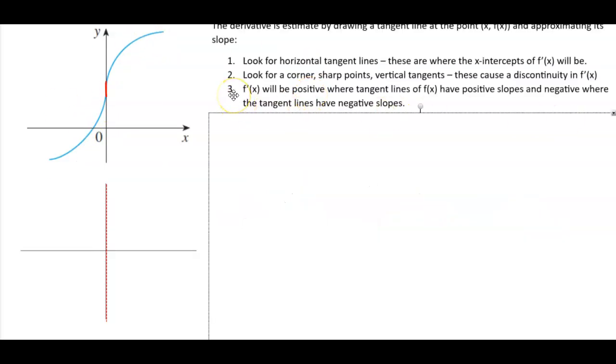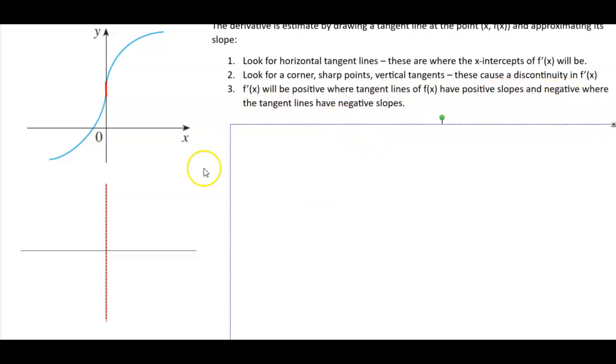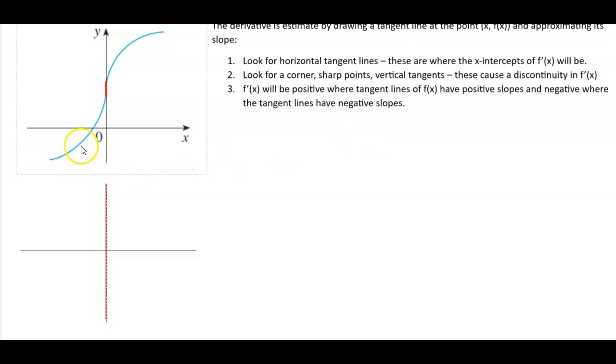If we take a look at step 3, the derivative function will be positive where tangent lines of the function have positive slopes, and negative where the tangent lines have negative slopes. Okay, so here we have our graph.